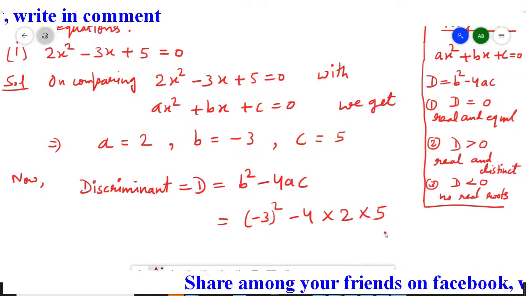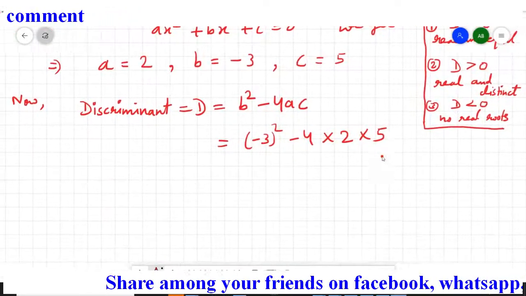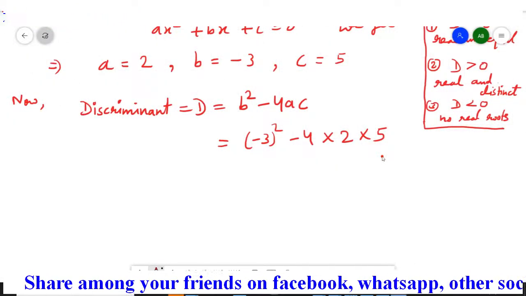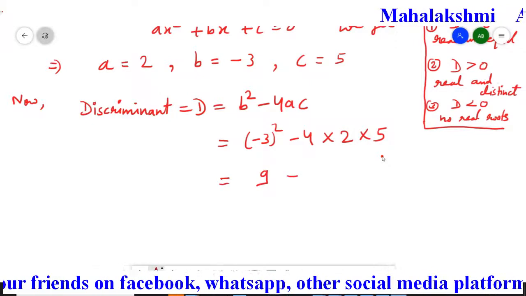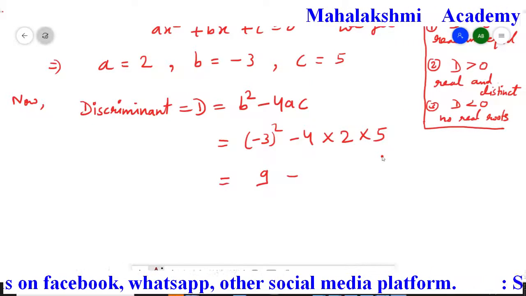Now we'll solve it. When we solve this, minus 3 square is plus 9, then 4 2s are 8, 8 5s are 40.